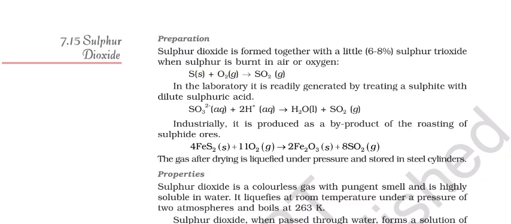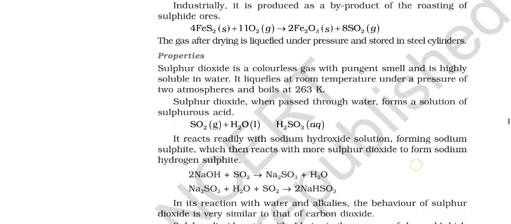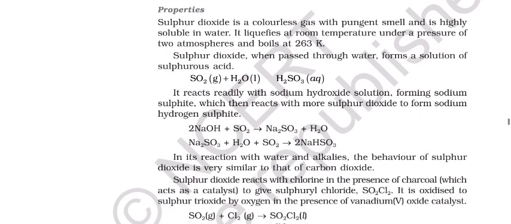oxygen. In the laboratory, it is readily generated by treating a sulfite with dilute sulfuric acid. Industrially, it is produced as a byproduct of the roasting of sulfide ores. The gas, after drying, is liquefied under pressure and stored in steel cylinders. Properties. Sulfur dioxide is a colorless gas with a pungent smell and is highly soluble in water. It liquefies at room temperature under a pressure of 2 atmospheres and boils at 263 Kelvin.